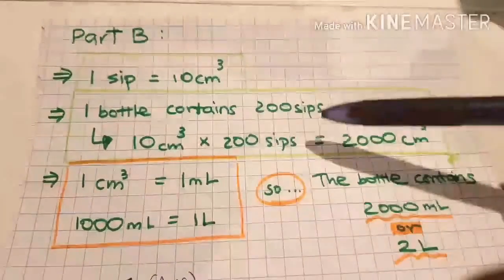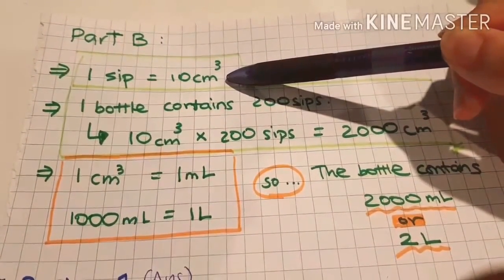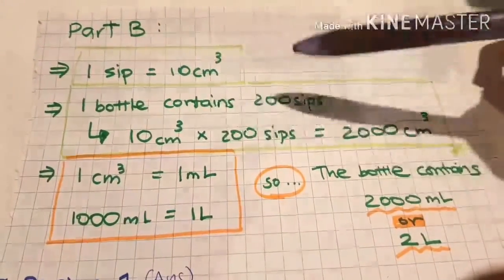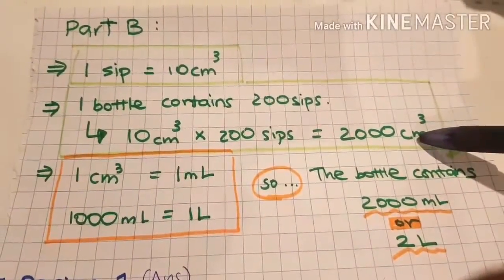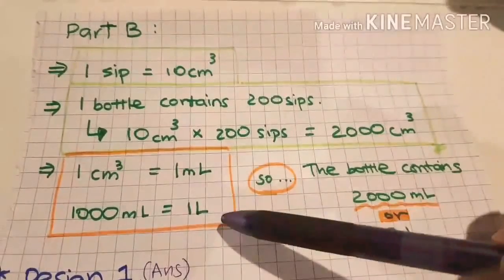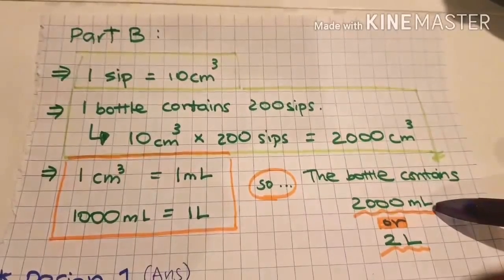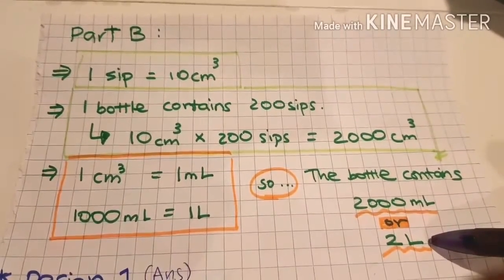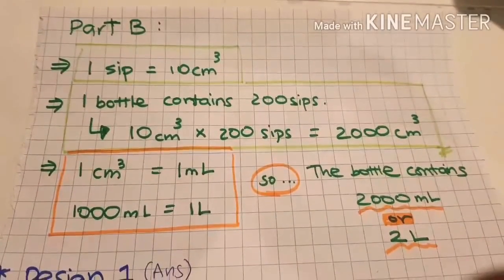In order to contain 200 sips, each time you take a sip it's 10 cubic centimeters. So the water bottle should contain 10 times 200 sips, and that's going to be 2000 cubic centimeters. Using these units, we can change cubic centimeters into milliliters. So the bottle should contain about 2000 milliliters or about 2 liters. It's quite a big container to be a water bottle.